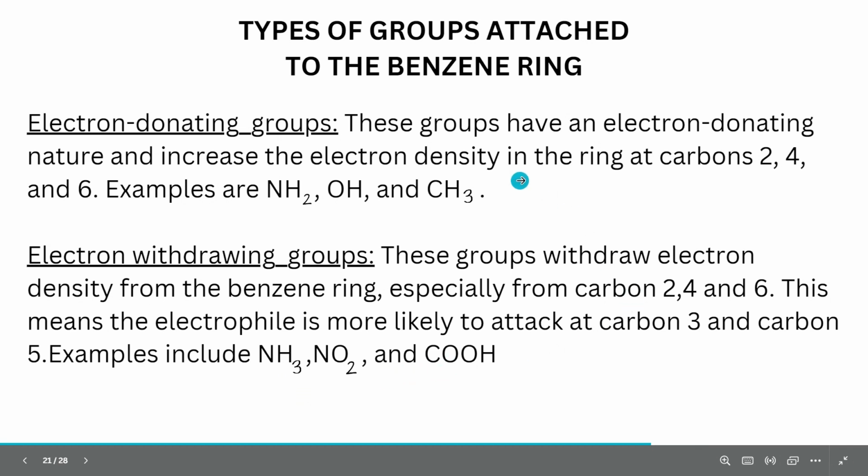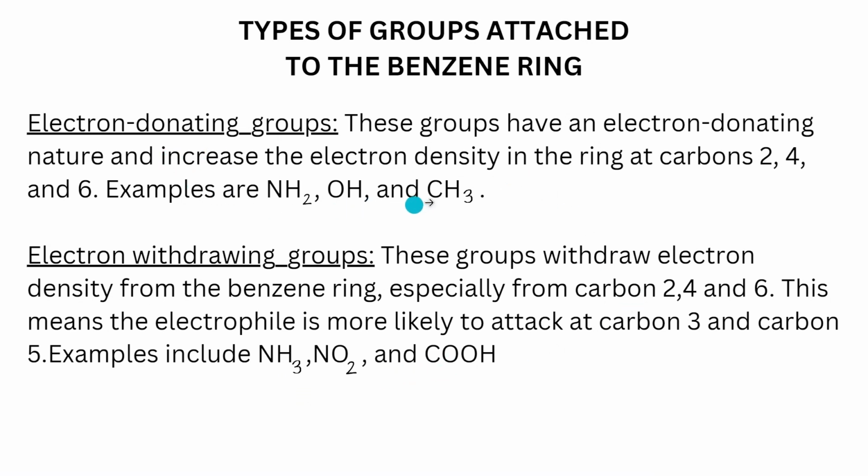Now you need to remember these examples of electron donating groups and electron withdrawing groups. And NH2 and CH3 and OH, they are very, very powerful electron donating groups, especially OH and NH2.